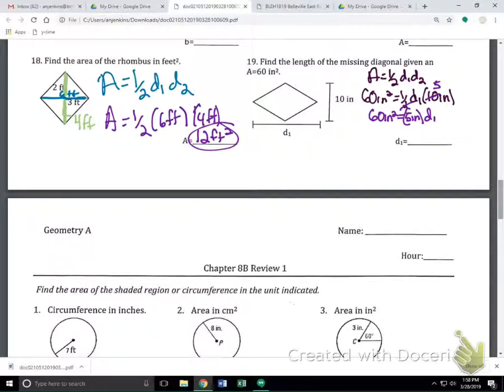How do we get diagonal 1 to be by itself? Yep, divide both sides by 5. Let's go back here, and we end up with 5 inches. 5. And you end up with 12 inches.